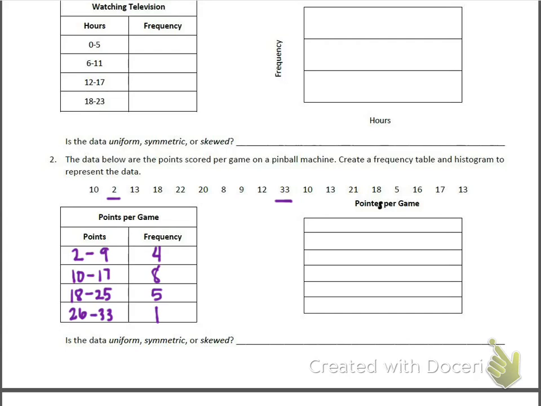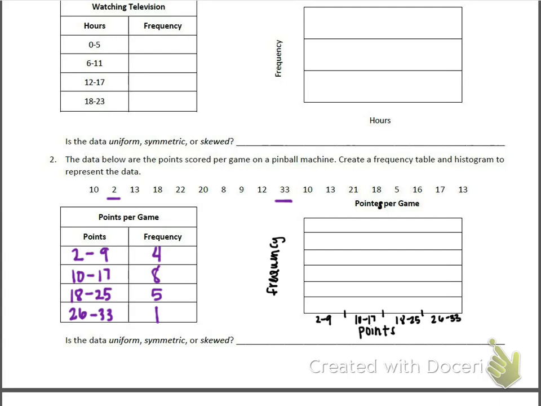I want you to label the intervals and the frequency. So our intervals are in terms of points, right? So we're going to label it points. This upper side should be frequency. I am splitting it into 4, so I know it's going to look like this. And then fill in your frequency or your interval. So 2 to 9, 10 to 17, 18 to 25, and 26 to 33.